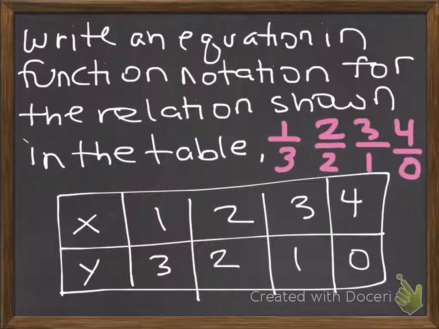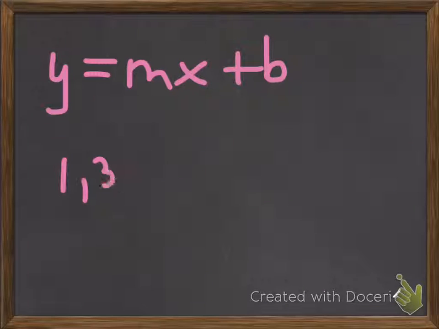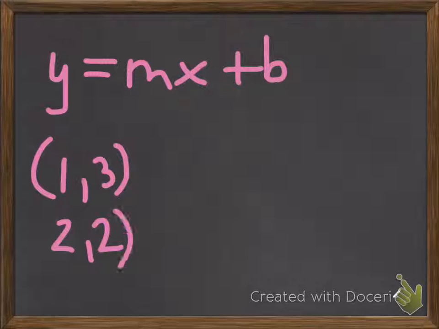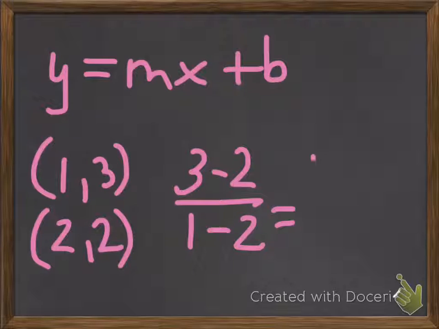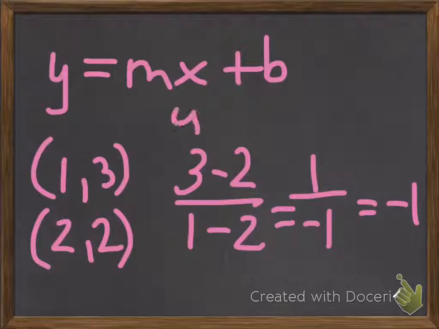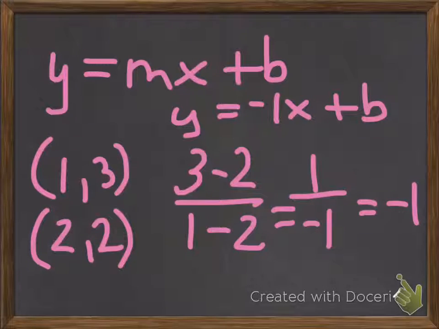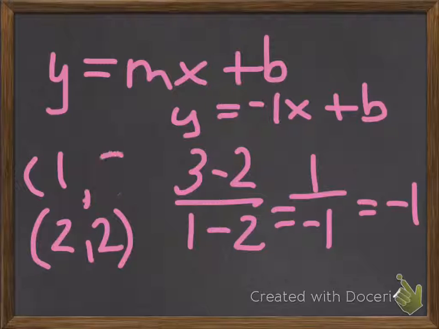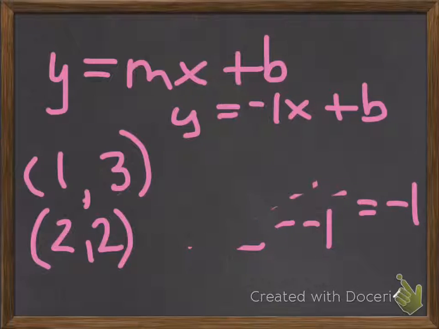So pick 2 points, 1, 3, and 2, 2, that are consecutive, and find the slope by subtracting the y's over the x's. You should get 1 over negative 1, or negative 1. So that's going to be our slope. And if we plug that in, we still need to find our b value when we have this type of equation. So our b value can come from any point after we come up with the m value, the slope.